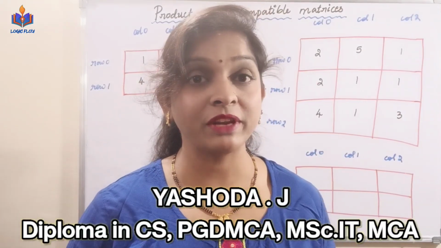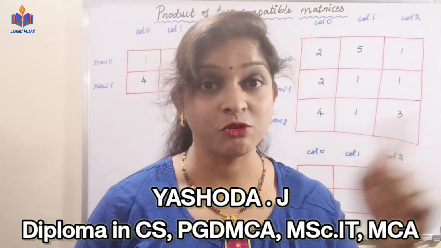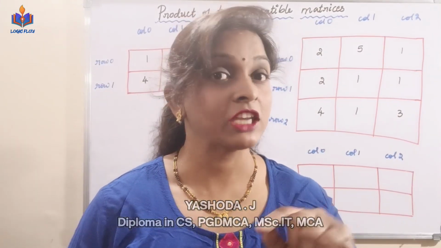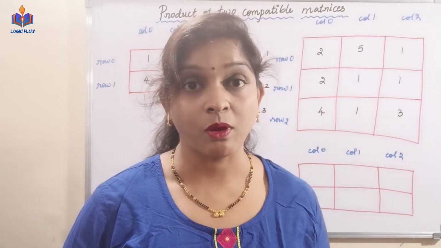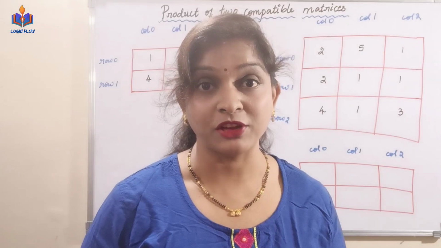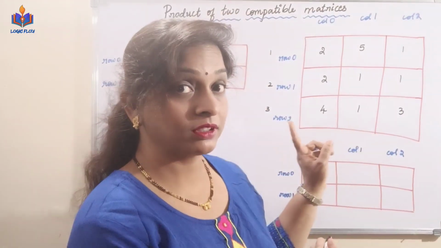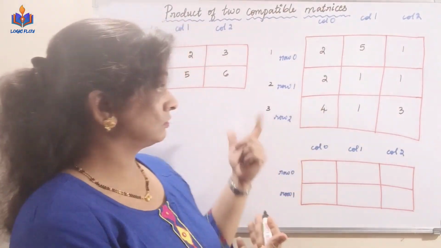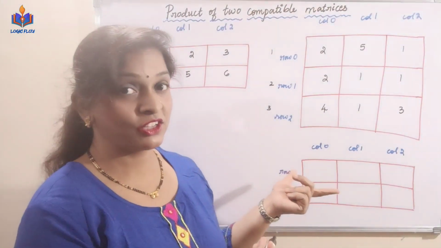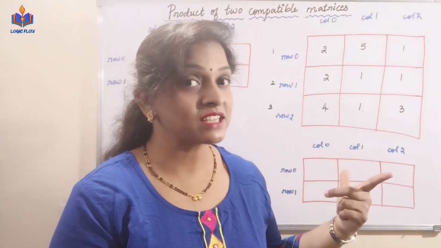In the previous video, we discussed a program on 2D arrays, that is row sum and column sum. In today's video, we will discuss how to find the product of two compatible matrices. Compatible at the same time complex. Can you see how much complexity is involved? Let us see how to reduce this complexity and how to understand this.